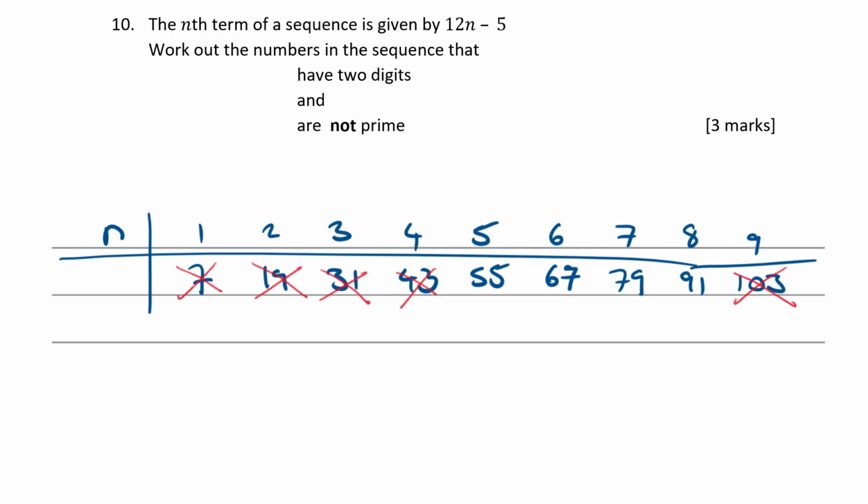And is 67 prime? Yep, it is prime, and 79 I think is prime as well. So the only ones that are not prime are these two, 55 and 91. So they're going to be my answer, 55 and 91.